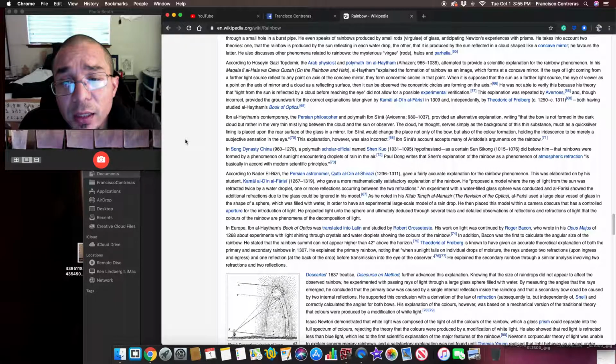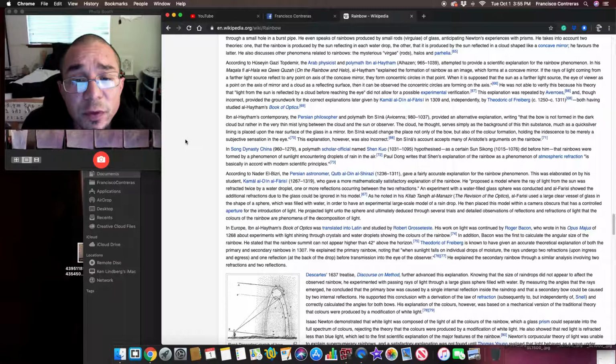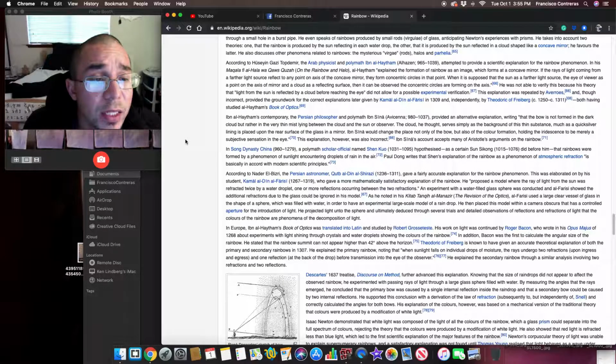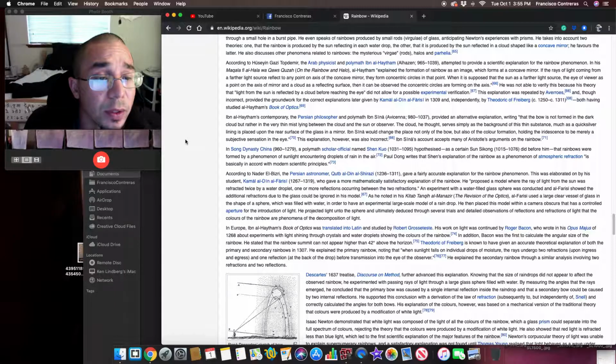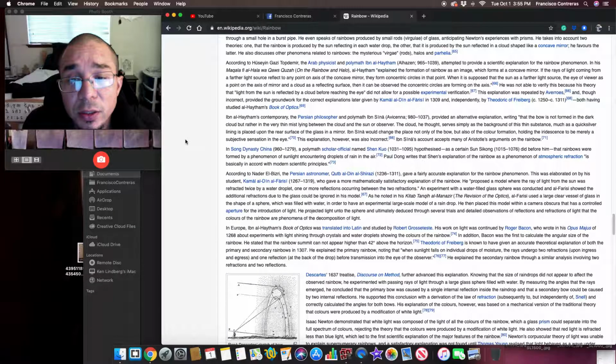Ibn al-Haytham's contemporary, the Persian philosopher and polymath Ibn Sina, Avicenna, 980 through 1037, provided an alternative explanation, writing that the bow is not formed in the dark cloud, but rather in the very thin mist lying between the cloud and the sun or observer. The cloud, he thought, serves simply as the background of this thin substance, much as a quicksilver lining is placed upon the rear surface of the glass in a mirror.